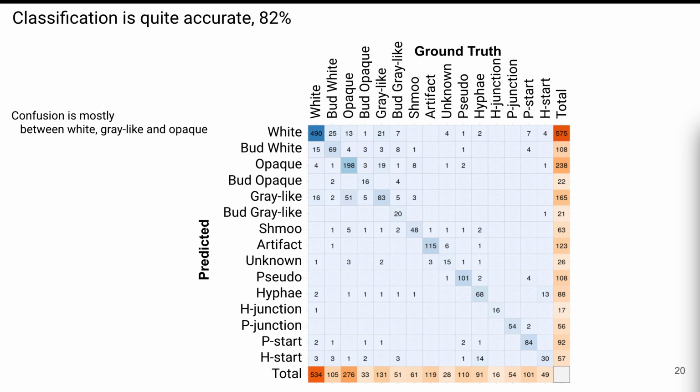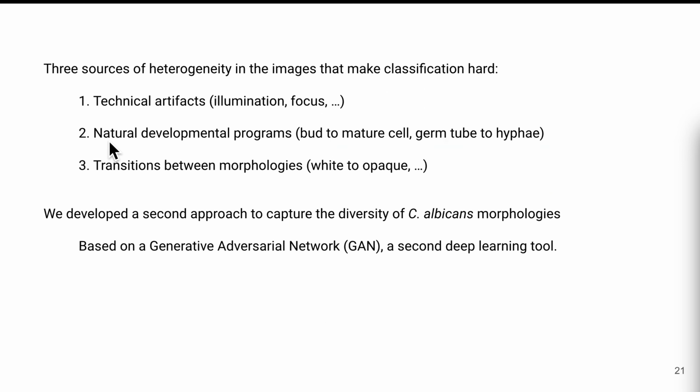This is a confusion matrix, so the columns here are the ground truth, that's the reality, and the rows are what Candescence predicted. If you're on the diagonal, it's a good classification. If you're off diagonal, then of course this is a mistake. Perhaps not surprisingly, a lot of the confusion exists between white, gray-like, and opaque. And if we go back by hand, which we've done, and ask whether we could do better manually, it's pretty hard. There are some examples where we can't really get consensus across the group.